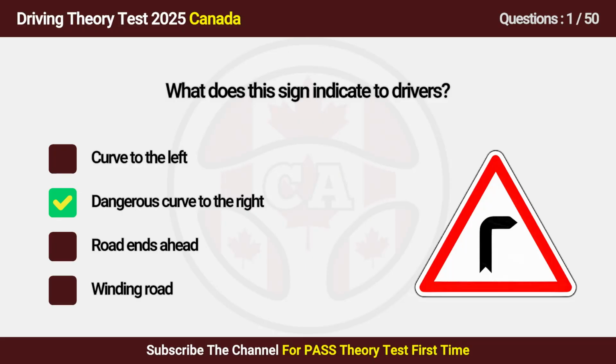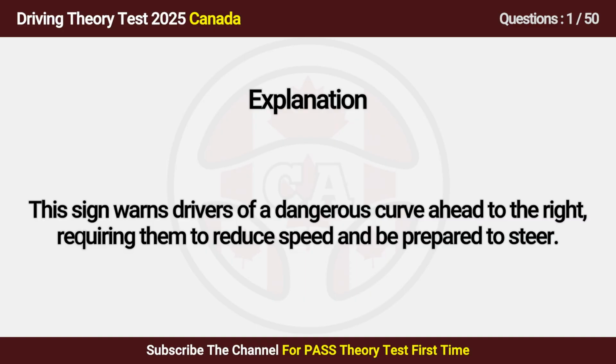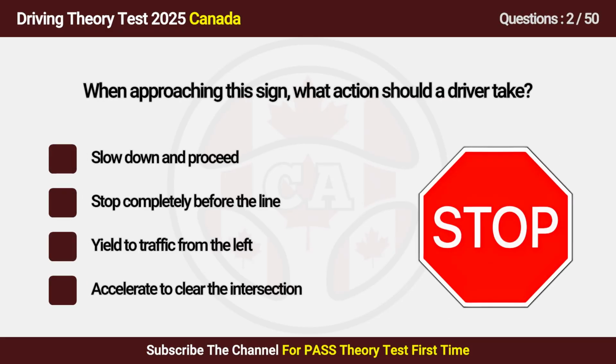Answer is B. Dangerous curve to the right. This sign warns drivers of a dangerous curve ahead to the right, requiring them to reduce speed and be prepared to steer. Question 2. When approaching this sign, what action should a driver take?